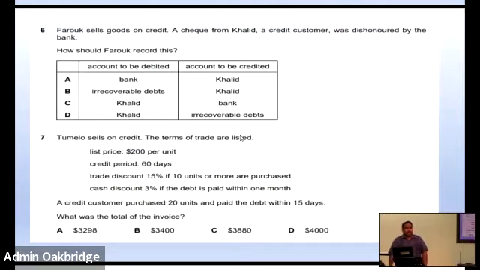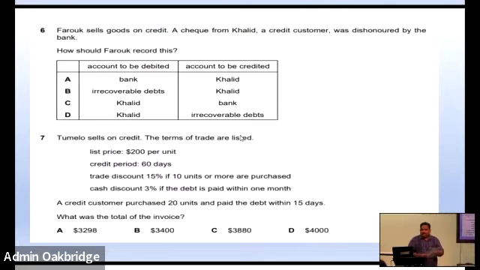So remember, when a customer pays the business, will bank be debit or credit? When a customer pays the business, that means the business receives money from the customer. Bank will be debit, correct? Money goes into the bank. Now, that check, if it's dishonored, you have to reverse the transaction.